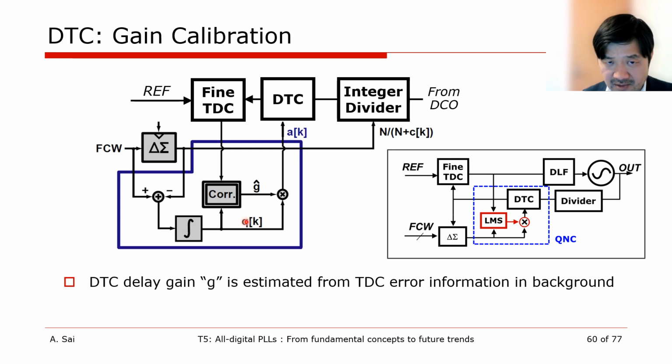Proper scaling of G must be performed before multiplying it with DTC, and the scale factor is determined by the correlation circuit, comprising a digital multiplier, accumulator, and first-order IIR filter. Due to the high resolution of the fine TDC, the correlation feedback loop can be designed to have a reasonably fast settling time, as in the case of the QNC gain calibration.